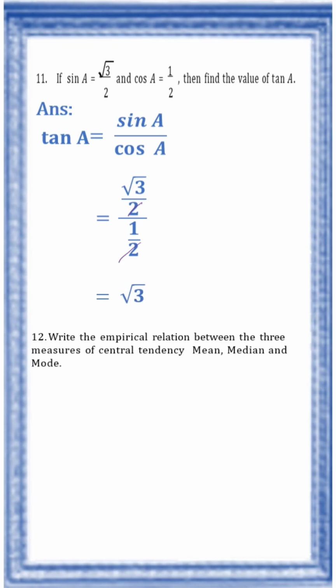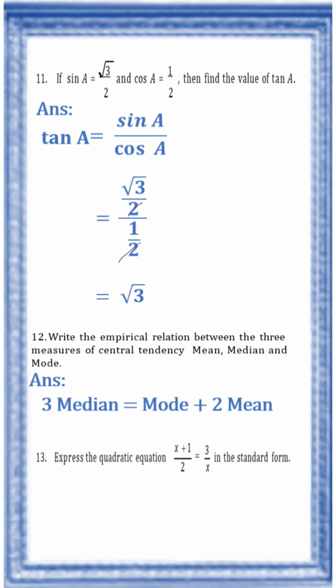Write the empirical relationship between the three measures of central tendency: mean, median and mode. 3 median is equal to mode plus 2 mean.